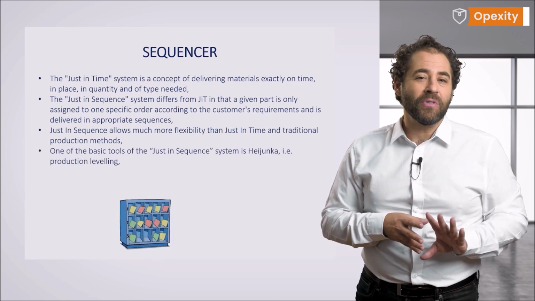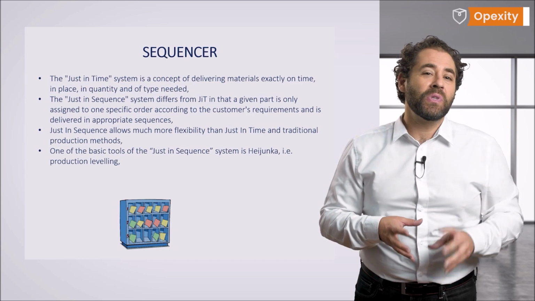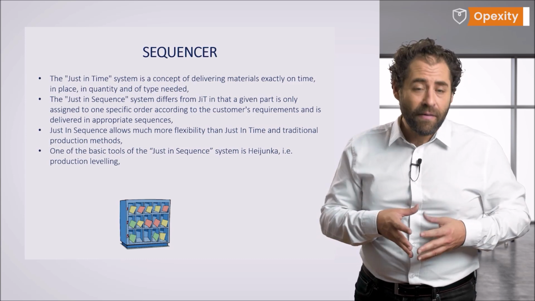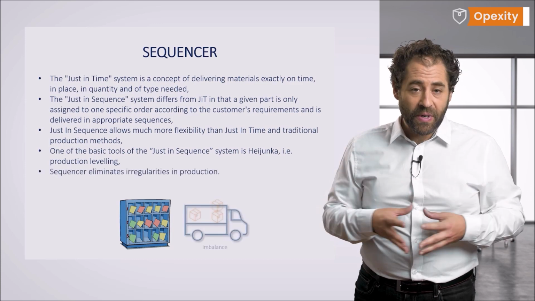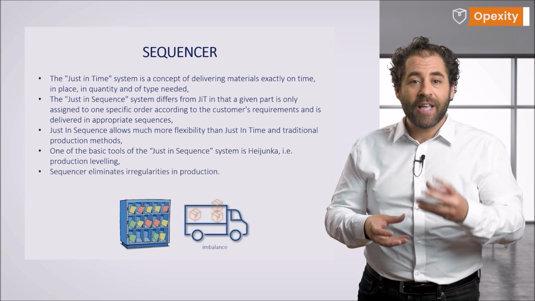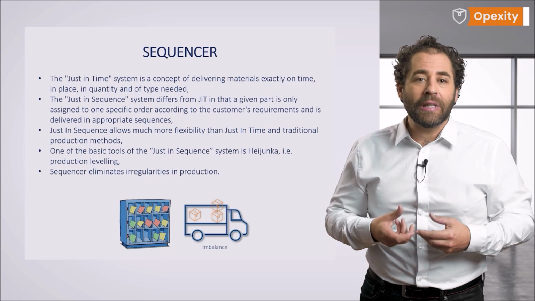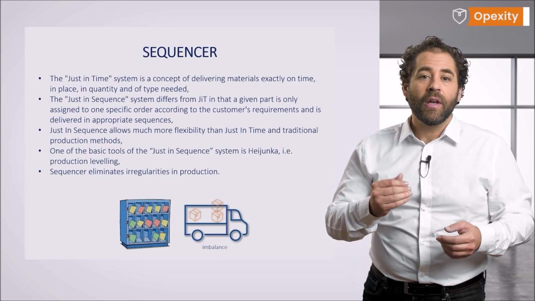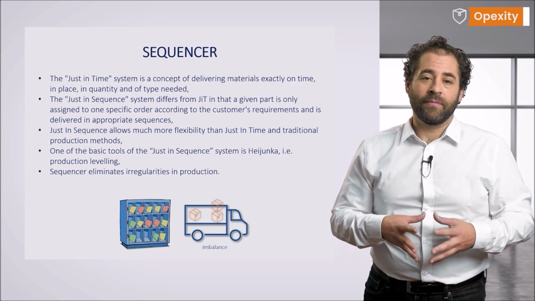One of the basic tools of the just-in-sequence system is Heijunka, which is production leveling. The sequencer is a visual scheduling tool that supports production leveling in order to eliminate irregularities in production.